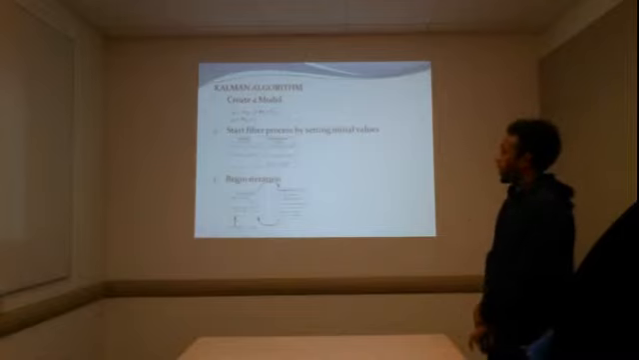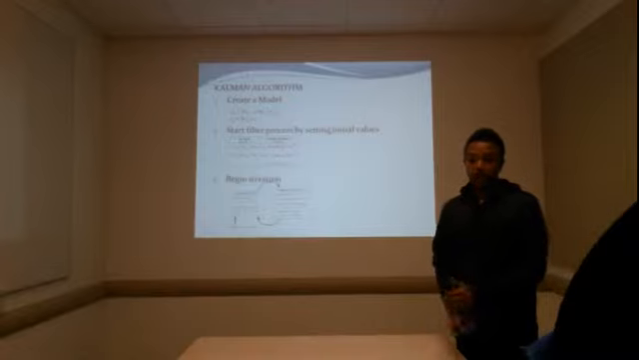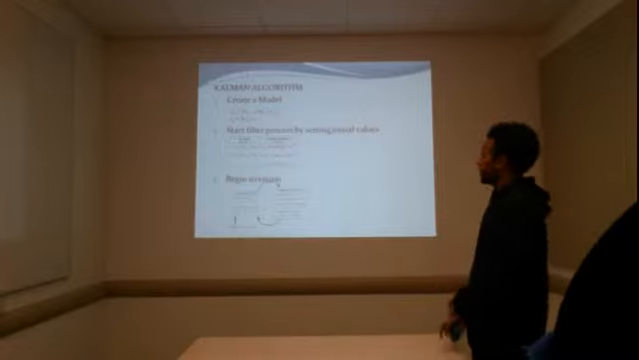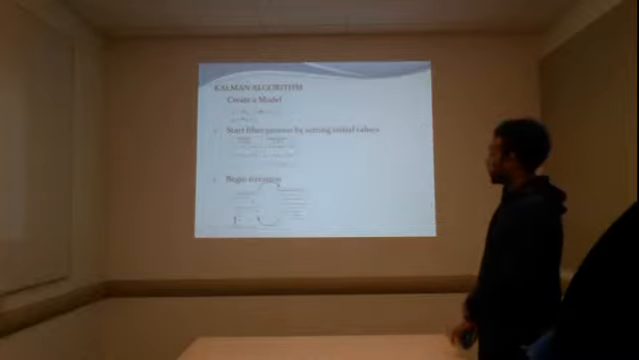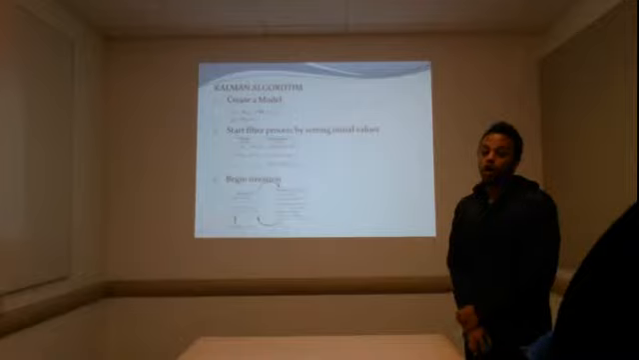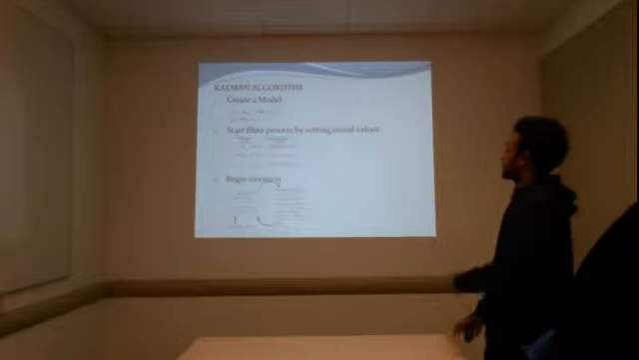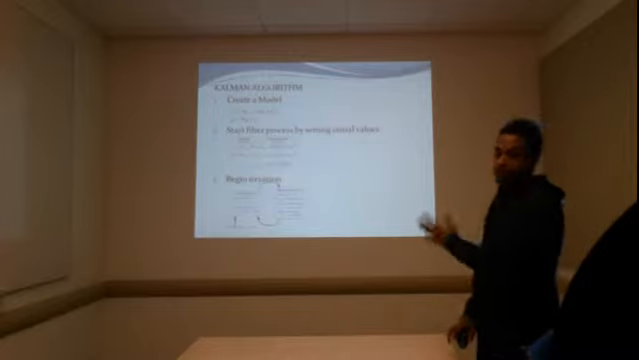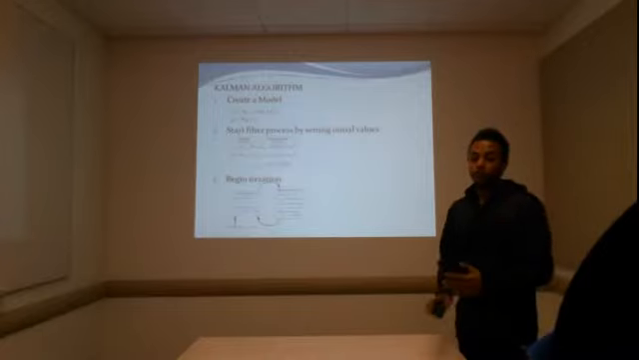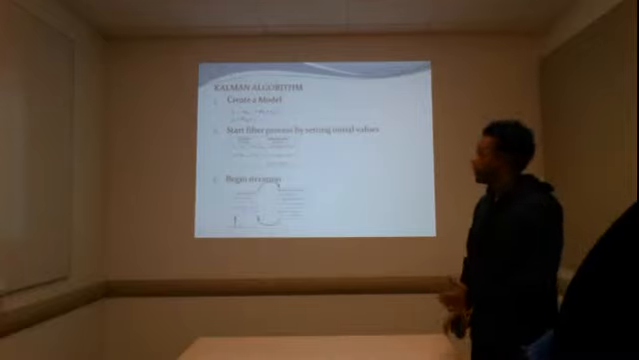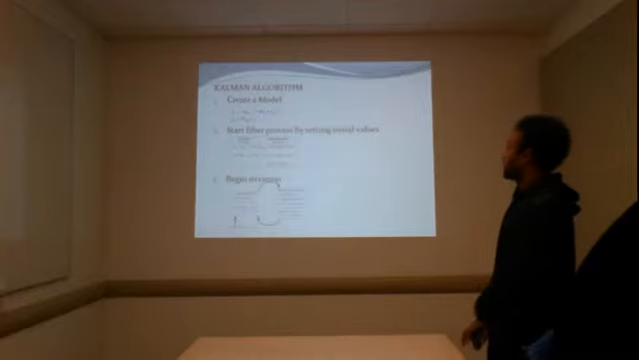Let us take a look at the algorithm in more detail. In order to use the Kalman algorithm, the first thing we need to do is to create a model. The first line at the top gives us our position model, or our process model. The second line gives us our measurement model. So once we establish a model to be fed into the Kalman filter, we can continue on to step 2.